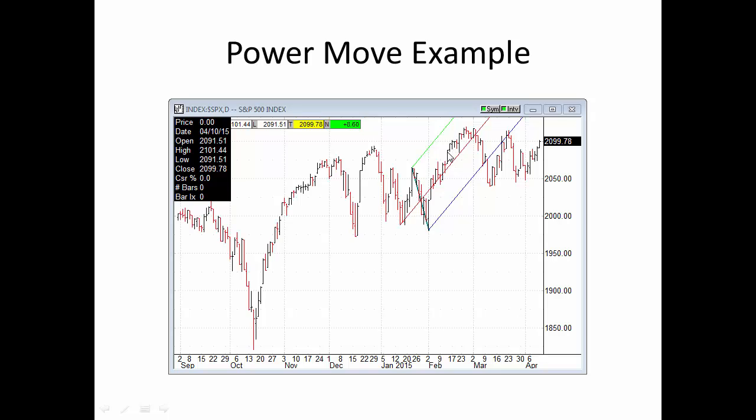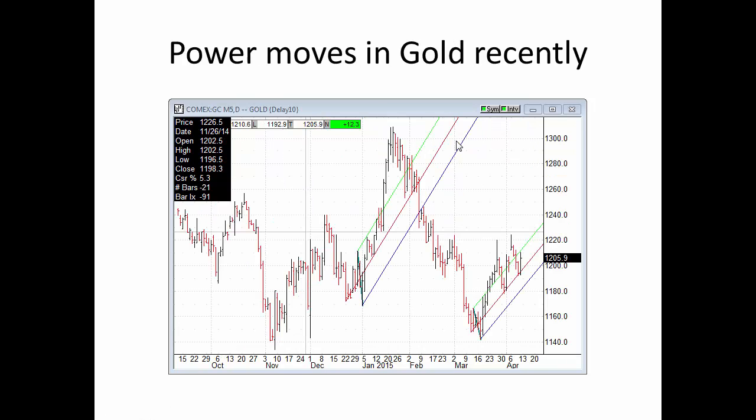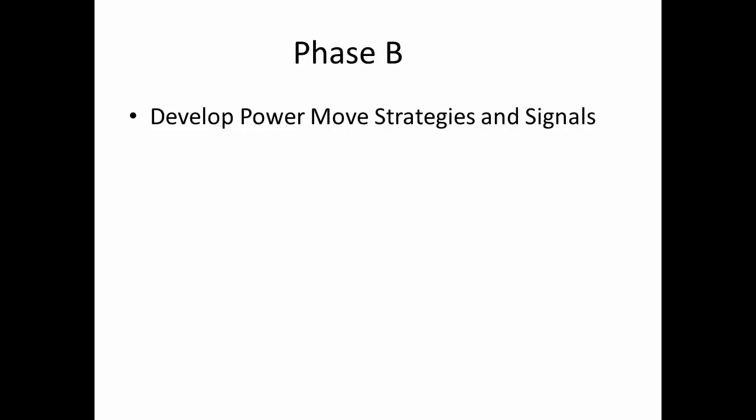And we wound up having what is defined as the power move in this section here. Okay. Here's gold pattern, and sure enough, here was the power move. We finally had the 5 up, boom, over here at the end. And in this one here, which was very recently, we had one over here. Okay, so what we find is that by looking for the EP patterns, it can help us in many cases in finding the power moves. So in phase B, we want to develop those power move strategies and signals.